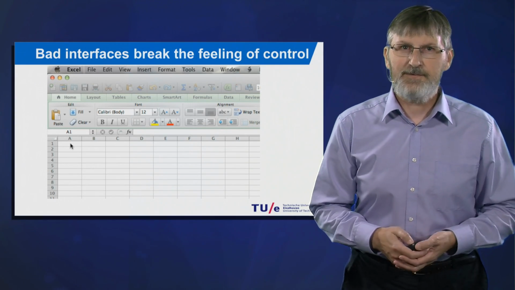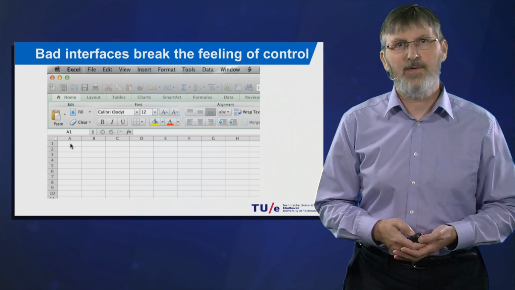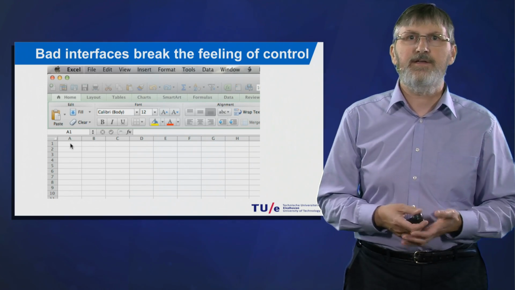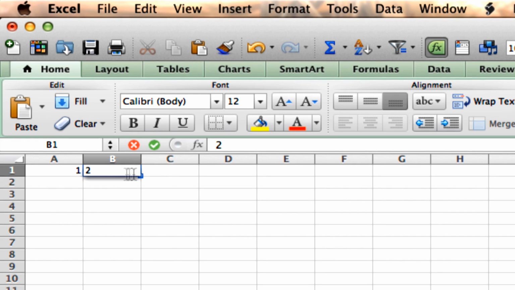Not every screencast we show you goes as well. We now show you how a bad interface will very quickly break the feeling of being in control. In this screencast, I'm going to show you how easily the user can lose the feeling of control whenever the system does something unexpected. I have started a new workbook in Excel. I will type some numbers in these cells.